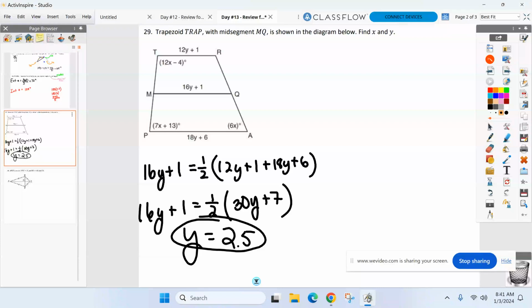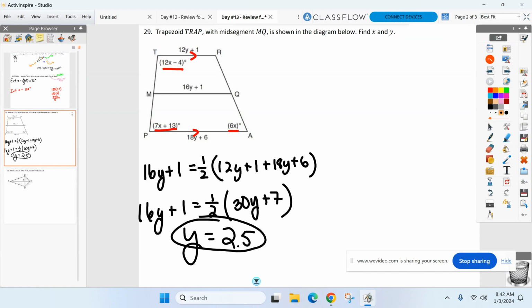You have three angles that are labeled with x here: 12x minus 4, 7x plus 13, and the 6x. Only two of them have a relationship, though. And remember, it's only a trapezoid. That's all I know, that the bases are parallel. I didn't say isosceles, so base angles aren't equal. So out of these three angles up here, which two have the relationship? And what is the relationship? Because only two of them are related.